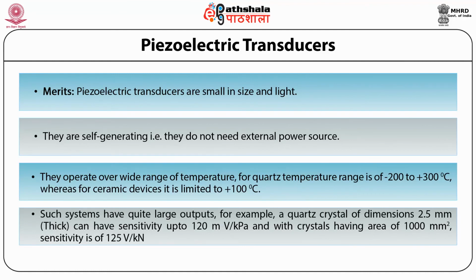For example, a quartz crystal of dimension 2.5 mm thickness can have sensitivity up to 120 millivolt per kilopascal, and with crystals having an area of 1000 millimeter square, the sensitivity is 125 volts per kilonewton.